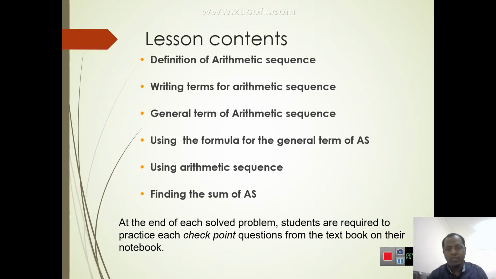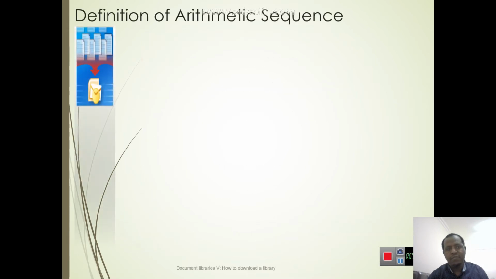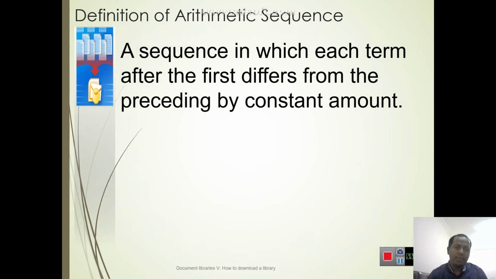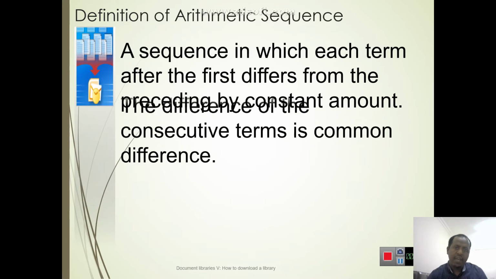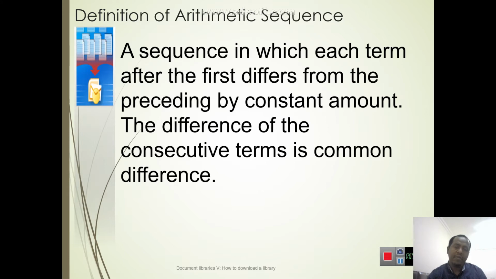Okay, now let's go to the definition of an arithmetic sequence. An arithmetic sequence is a sequence in which each term after the first differs from the preceding by a constant amount. The difference of the consecutive terms we call the common difference. Usually, we represent the common difference by a letter d.